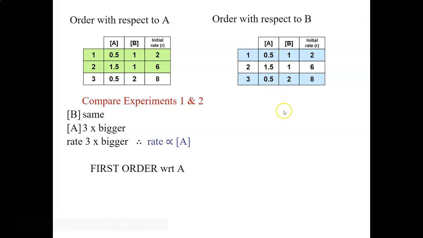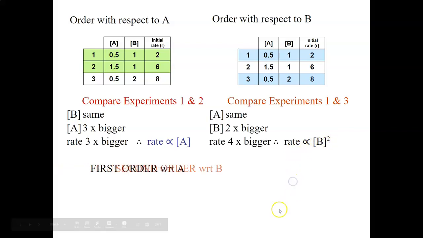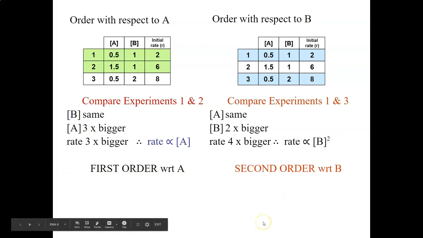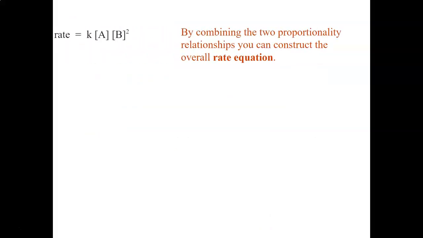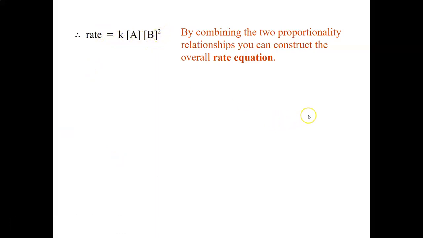Then looking at B, again, looking at experiments 1 and 3, A is the same, so any change is due to B. B doubles and the rate goes up 4 times. So that means the rate is proportional to the concentration of B squared. 2 squared is 4. So in this instance, it's second order with respect to B. So by combining those 2, that gives you the rate equation. The rate R equals k, don't forget that, [A] first order, [B] second order. Simples.